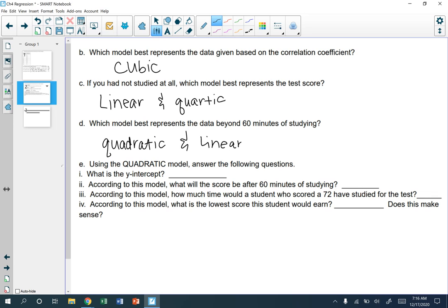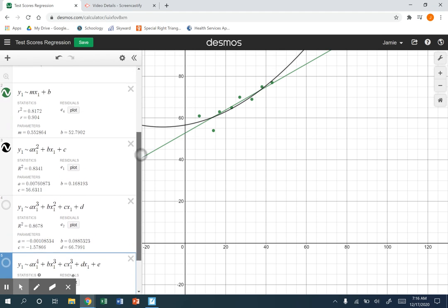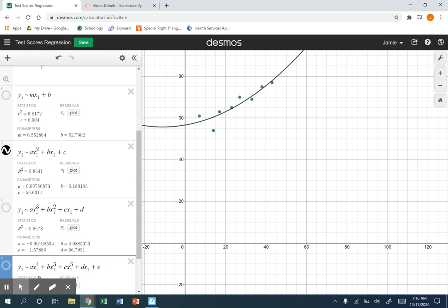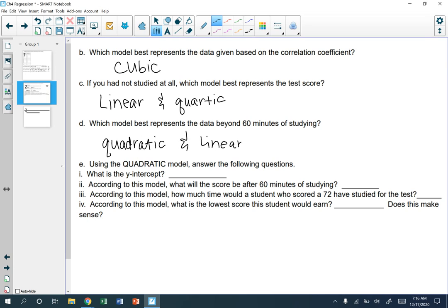So now, using the quadratic model, I'm going to go back and look at my quadratic. Turn that one on only. What is the y-intercept? So I showed you how to do that. We just click on the graph. Here it is 56.6. And if you're thinking about test scores, you're not going to get a 56.6%, right? Most teachers are going to round that up to a 57. So let's just go ahead and do that. Anyways, that's the way Mrs. Bowling works. So that's what we'll do.